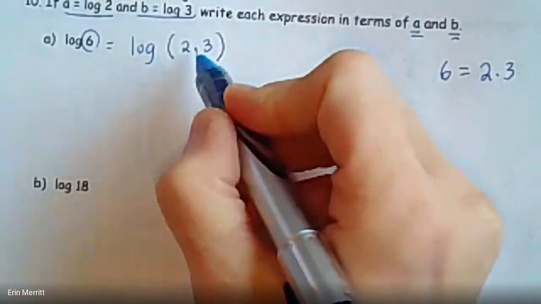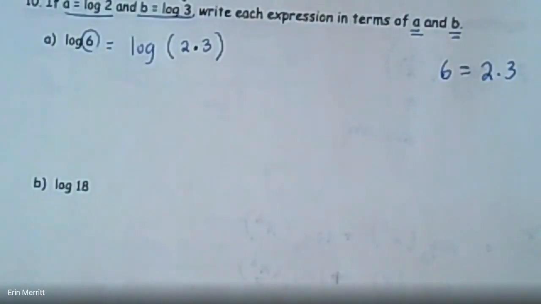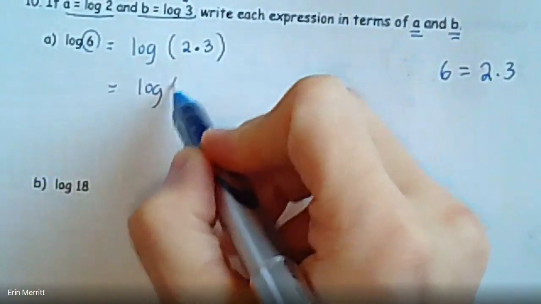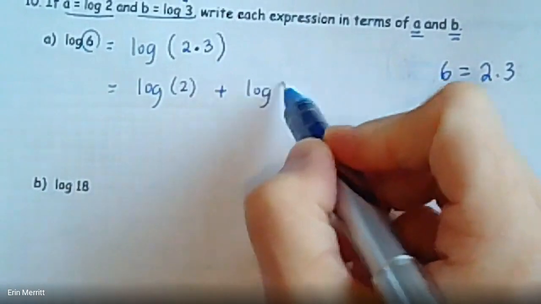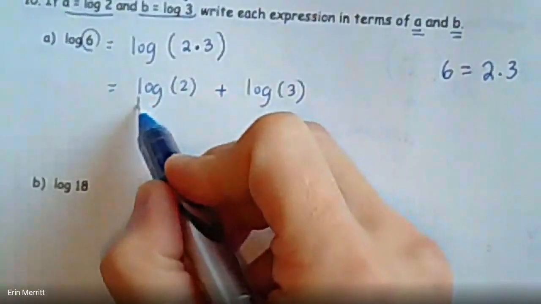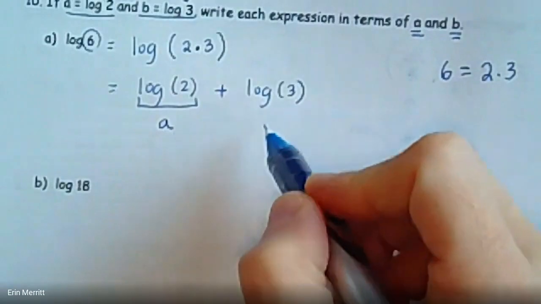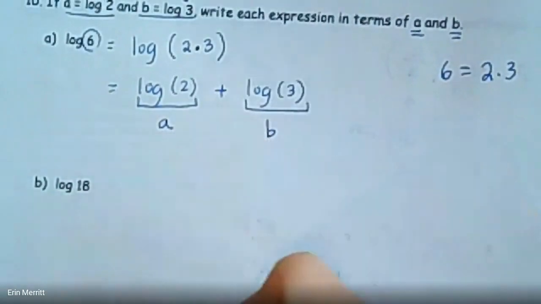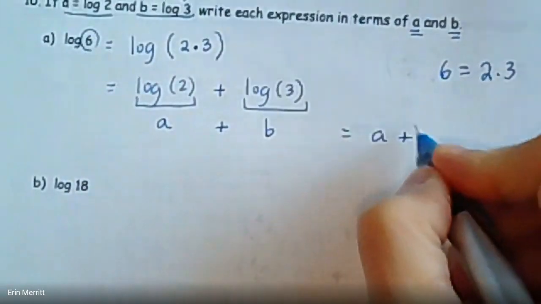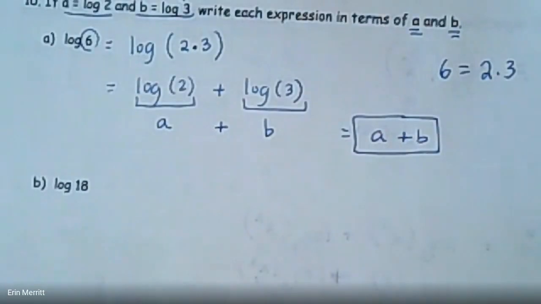And now here's where the rules come in. If this is multiplication, you multiply the bases, so you add exponents. Same thing here. If I'm multiplying inside the log, then I'm going to split it into 2 separate logs using addition. Right? Now I can actually make the substitution. Log of 2 is equal to A, and log of 3 is equal to B. So there's my answer. It's literally equal to A plus B. There you go. All right. Some of these, there's different ways that you can do it.